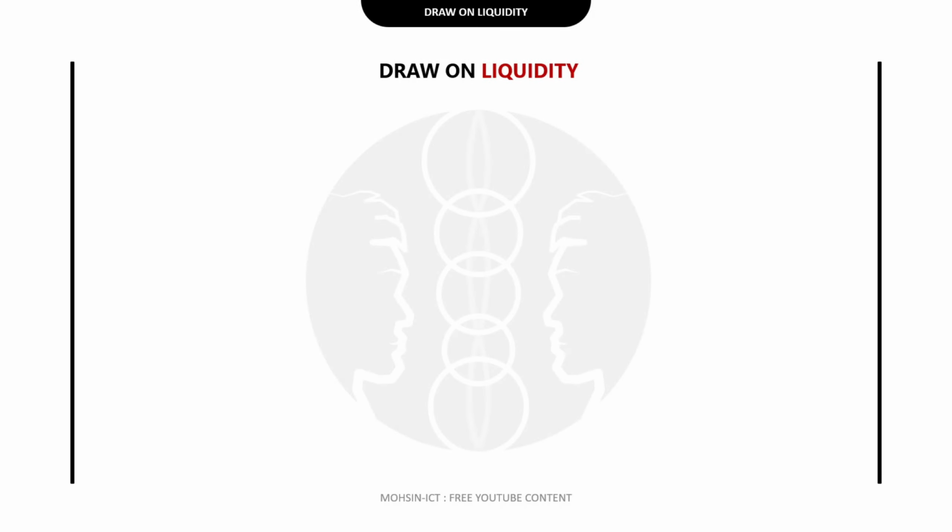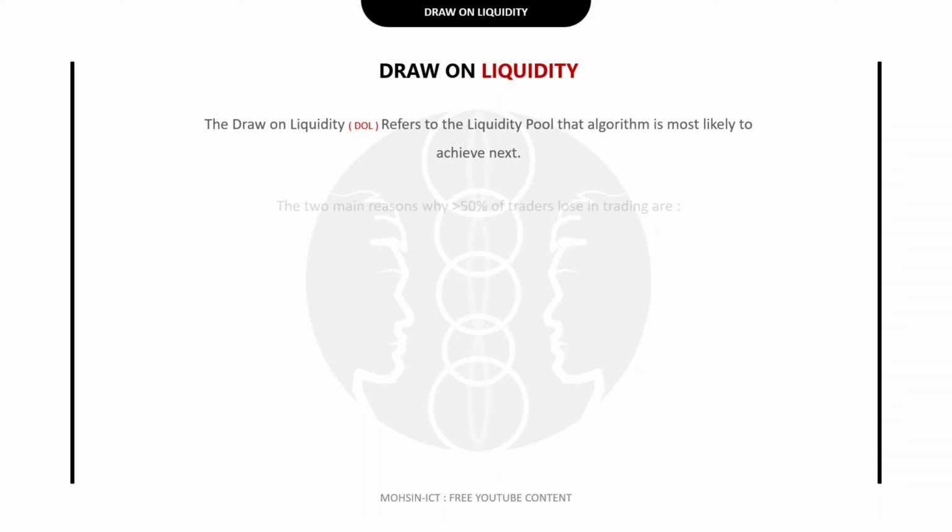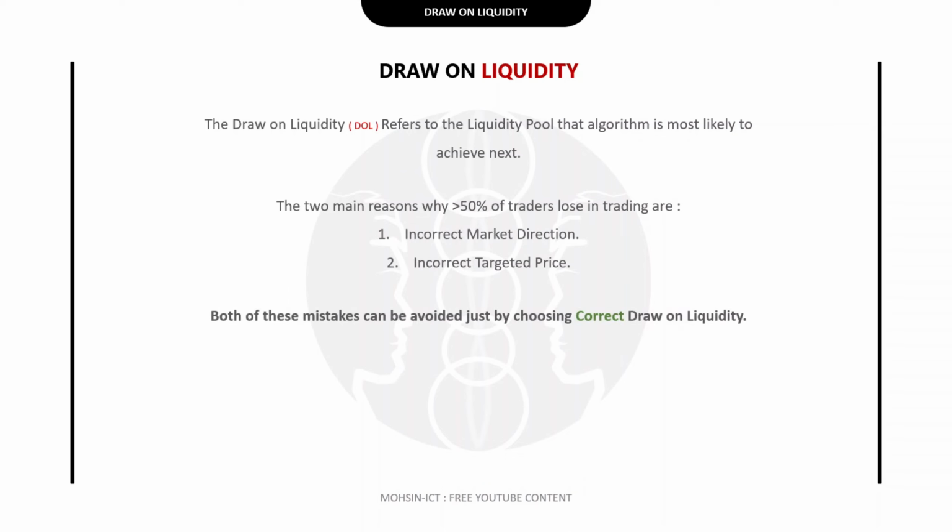First of all, what is drawn liquidity? The drawn liquidity refers to the liquidity pool that the algorithm is most likely to achieve next. The two main reasons why 50% of traders lose in trading are the incorrect market direction and incorrect targeted price. Both of these mistakes can be avoided just by choosing the correct drawn liquidity.